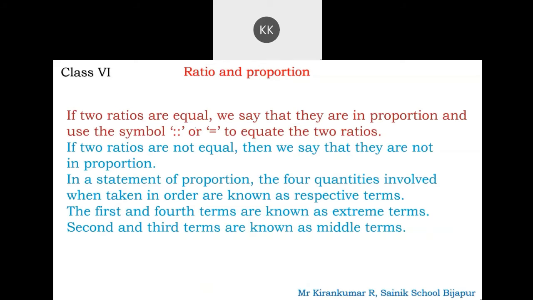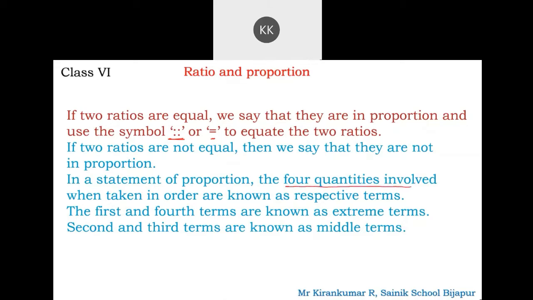If two ratios are equal, we say that they are in proportion, and we use either this symbol or the equal to sign to equate two ratios. If the two ratios are not equal, then we say that they are not in proportion. In a statement of proportion, you must observe there will be 4 quantities involved.